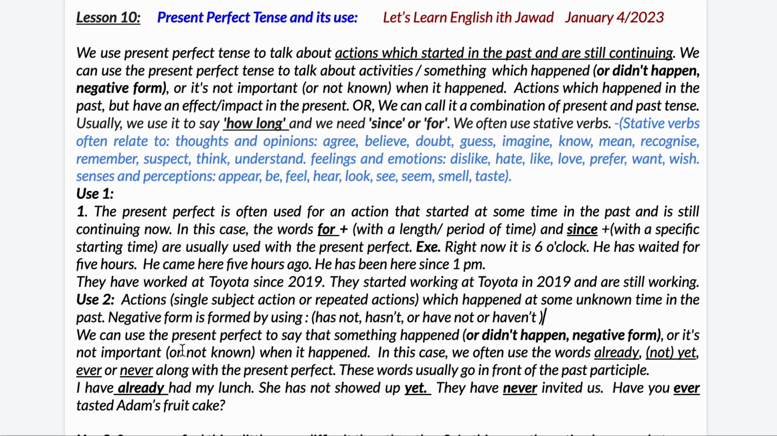So we can use the present perfect to say that something happened or didn't happen, negative form, or it's not important or it's unknown when it happened. So in this case, we often use the words already, and not yet.